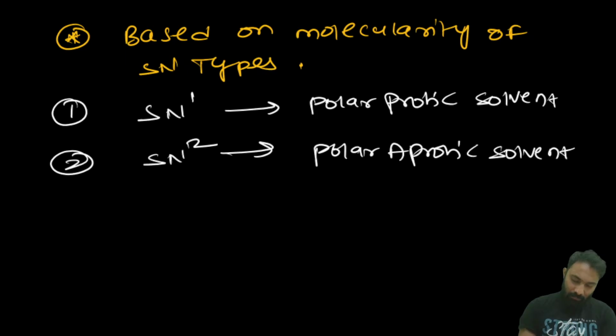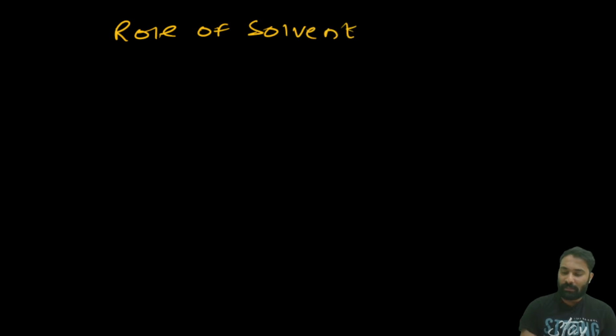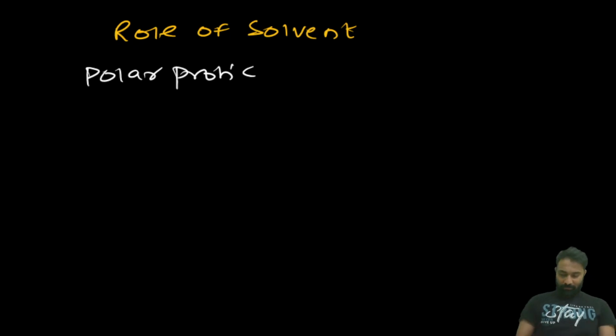Before starting SN1, I want to explain the role of the solvent in the reaction. What is the role of the solvent with the halogen compounds? Now we'll see. First I'll take the polar protic solvent. Can anyone say one example of a polar protic solvent?